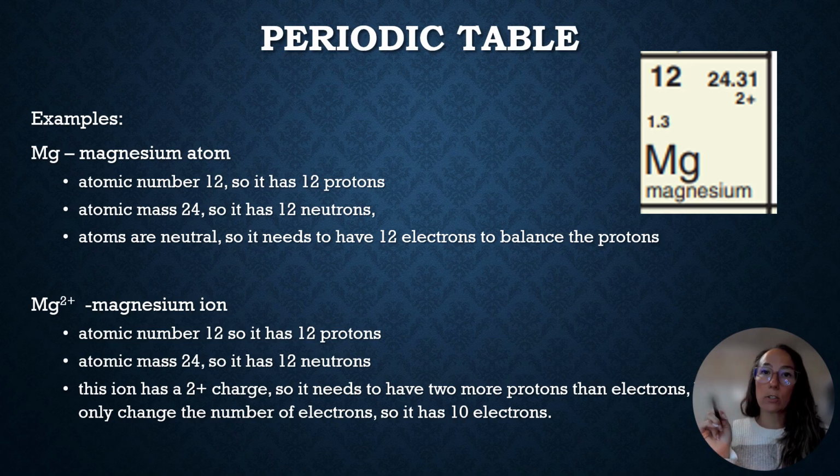So I round that to the nearest whole number. So 24 minus 12 tells me it has 12 neutrons. Atoms are neutral, and therefore I need to have 12 electrons to balance out those protons and make it overall neutral. This is compared to something different, magnesium ion.